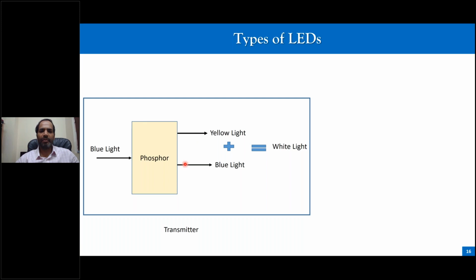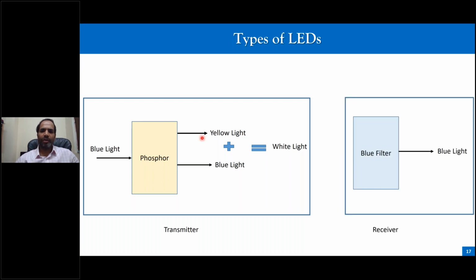Okay, what does it mean? It means that the yellow light that is produced has a very terrible bandwidth. So what you can do at your receiver, you can use a blue filter. The blue filter only allows blue light to pass through. Thus, at the receiver, we kill this yellow light by using a blue filter. We only allow blue light to pass through, and in the process, it also kills the effect of phosphorescence, which is a very slow process, which leads to poor bandwidth of these LEDs.